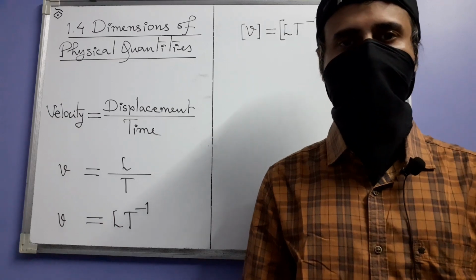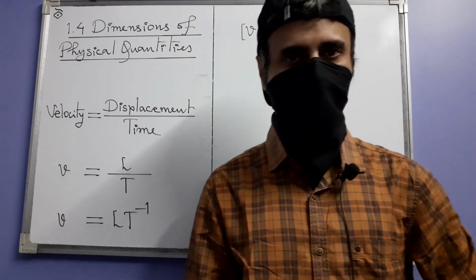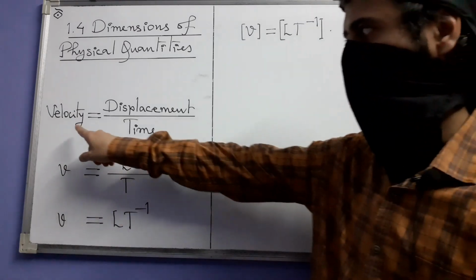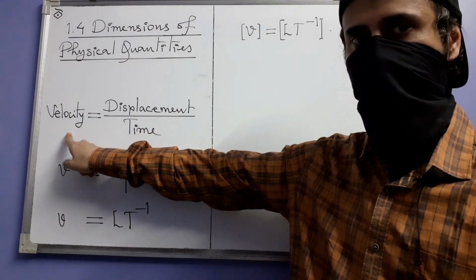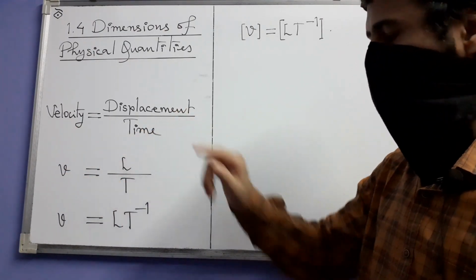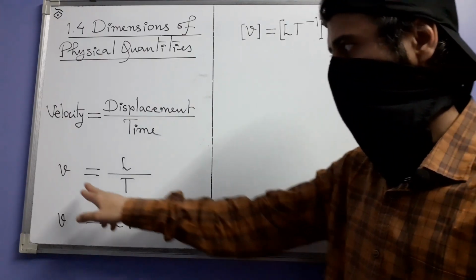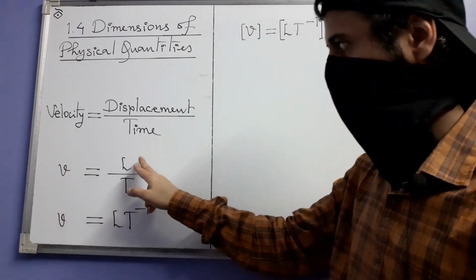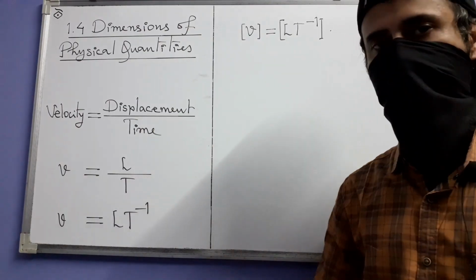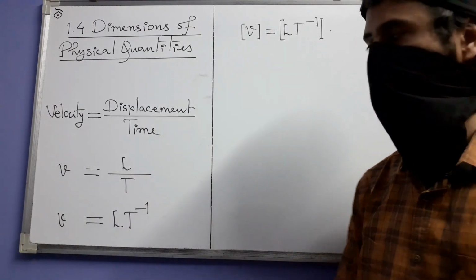The next topic is dimensions of physical quantities. Let us consider the derived quantity velocity. You know that velocity is displacement divided by time. Now what we do, in place of velocity we write v, in place of displacement we write L, and in place of time we write t.